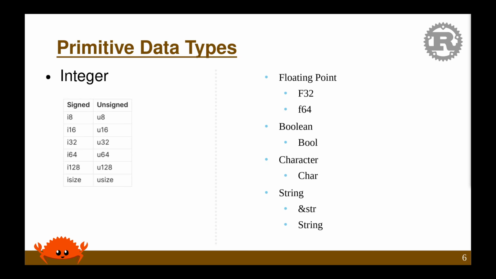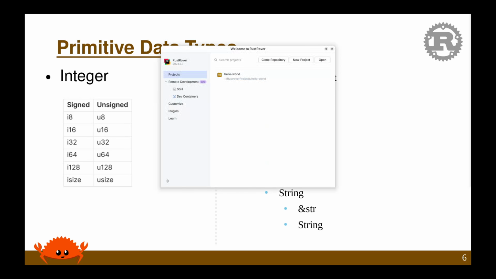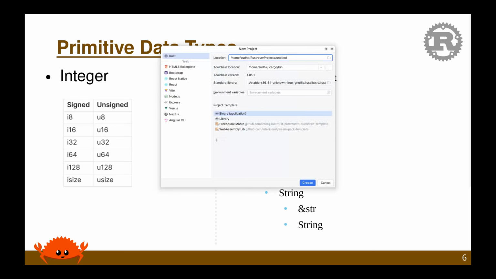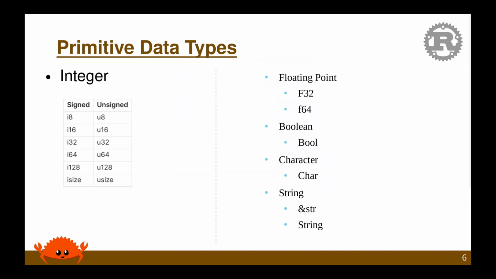Let's write a simple program to see how to use these data types. Today, we are going to use the RustRover IDE. You can use it free of cost for non-commercial projects. Let's create a new project in RustRover. Click on this new project button, then provide a name to our project. Let's call it ch02_data_types. And let's hit the create button.